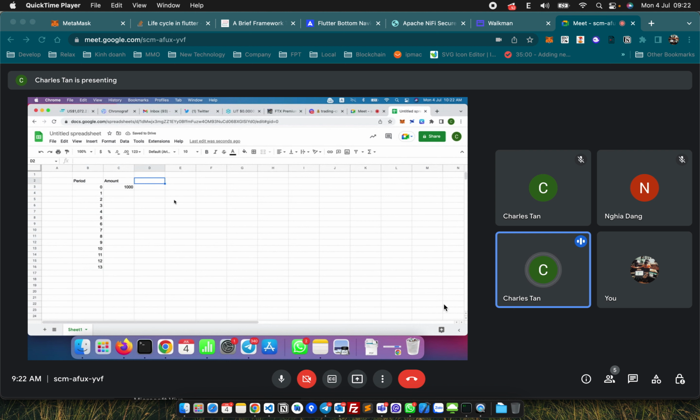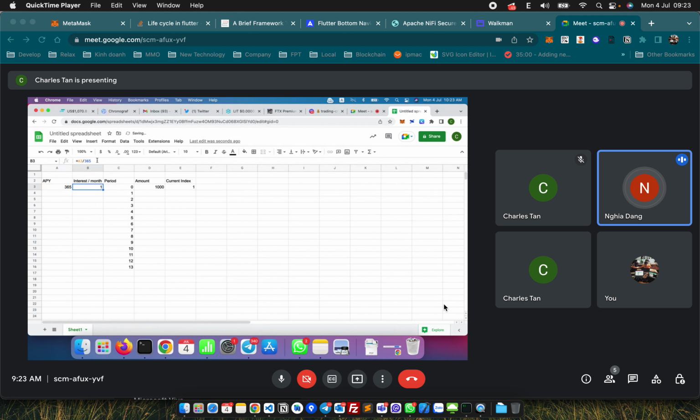And then the current index. It starts off at 1, and the interest rate is the most important. Let's call this APY, and then interest per month. Let's say the APY is 365, and then this one of course will be this one divided by 365. Are we doing it by day?